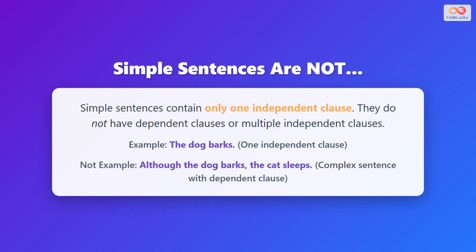Simple sentences contain only one independent clause. They never have dependent clauses. The dog barks is simple. Although the dog barks, the cat sleeps has a dependent clause, so it's complex.